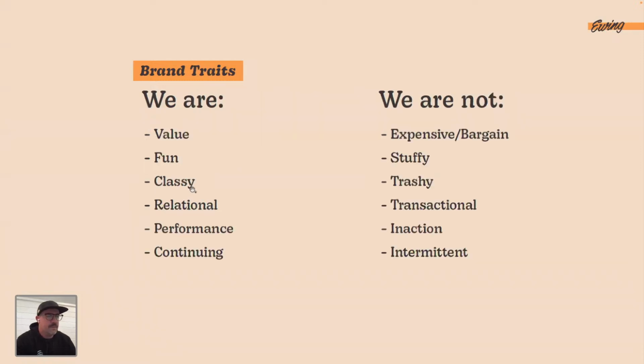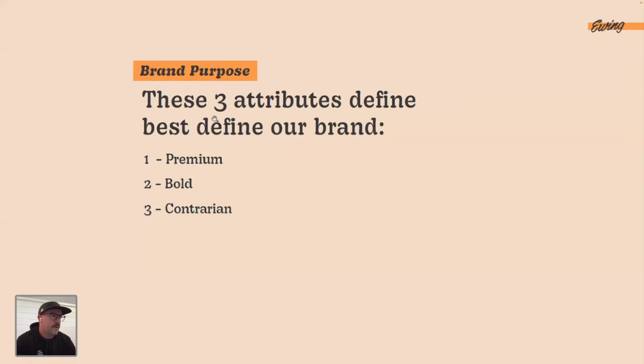I feel like these two pages, the brand traits and brand purpose, are the things that really help influence design, because these are the things that we can apply visually. So premium and bold: the lettering and the logo and stuff like that is bold. And then premium really shows up in the products with the hidden tags and the inside printed tags and stuff like that. And then contrarian kind of shows up in the messaging.